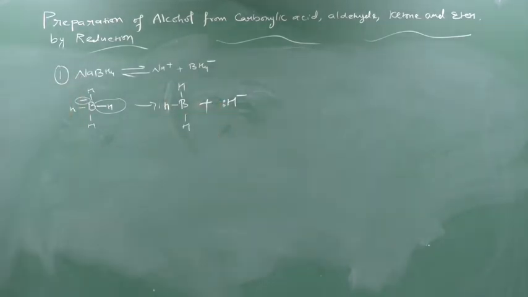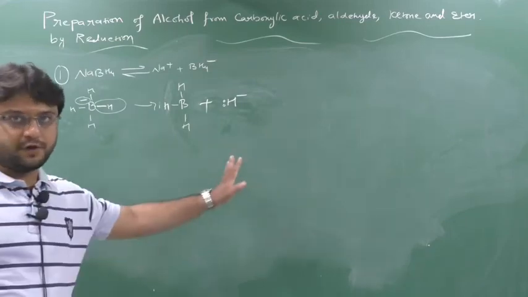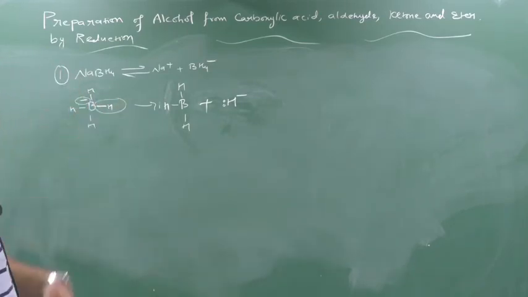Clear? So in this way H minus will be generated. This is only for your information. Now your question will come in the mind, sir, why this H minus has to go? Why is it going? Why is it not staying here?